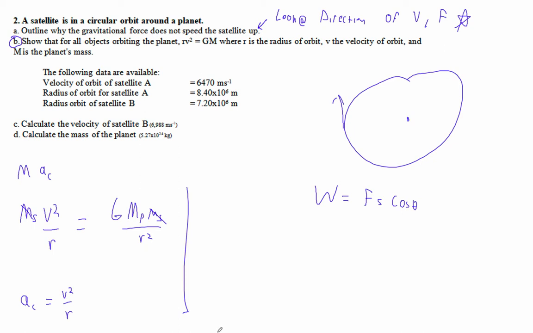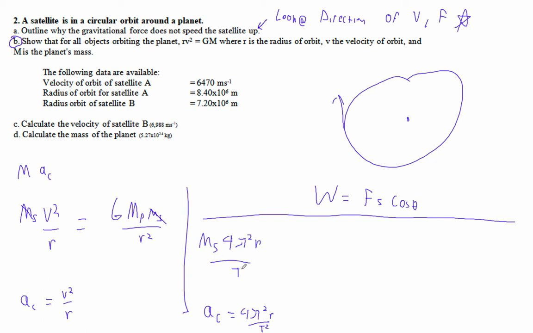Now, spoiler alert: the question on the test is going to involve the other orbital condition, where the centripetal acceleration is 4 pi squared r over T squared. So you're going to go mass of the satellite times 4 pi squared r over T squared equals G, mass of the planet, mass of the satellite, over r squared. And there's a constant that they're asking you to solve for. You are going to cancel the satellite mass. And I'm not going to say any more.